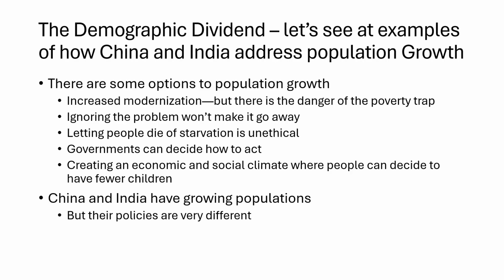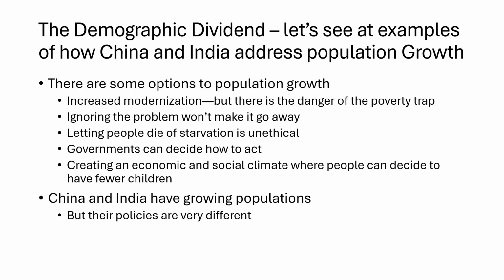So a country can do a few things. They can either invest in modernization, but then there is a danger of falling into the poverty trap. Ignoring the problem won't make it go away. If you were to let people die of starvation, that is very unethical. So the government can decide how to act. The best solution is to create an economic and social climate where people can decide to have fewer children.